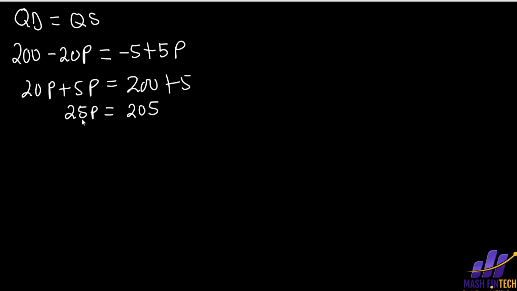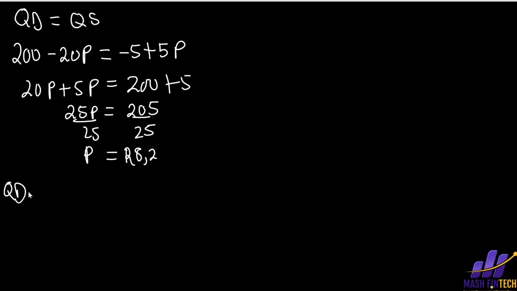Then we divide both sides by 25. Hence our equilibrium price is equal to 8.2 rands. We are told that the currency in Marshland is the rand. And then to calculate the quantity, we substitute the price into either the demand or the supply function. Let's substitute into both to see if we actually get the same answer.